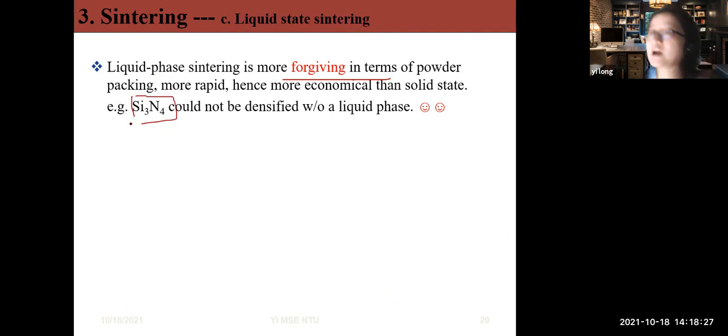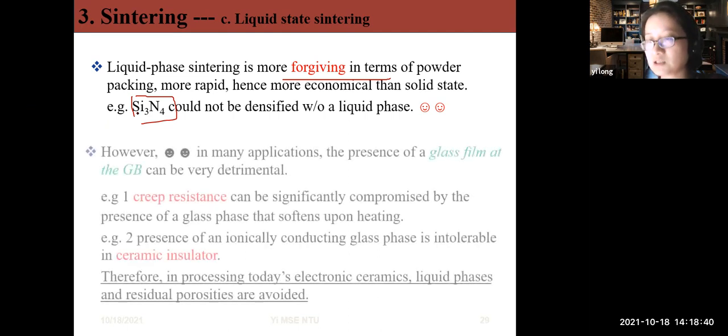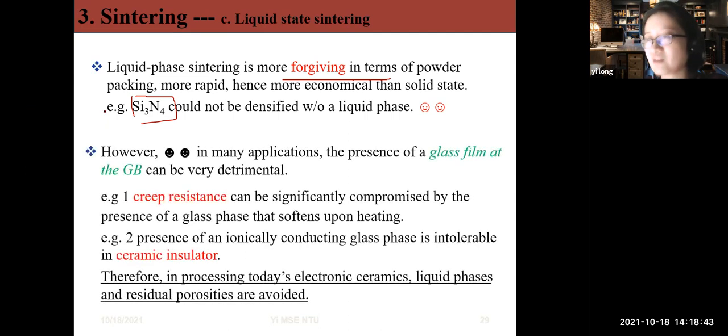Silicon nitride is a very high melting temperature ceramic. Without the liquid phase, it won't even densify. So this is a good thing, because it will help you to become densified much faster. Okay, but there's always a but. Anything, there's always a but.